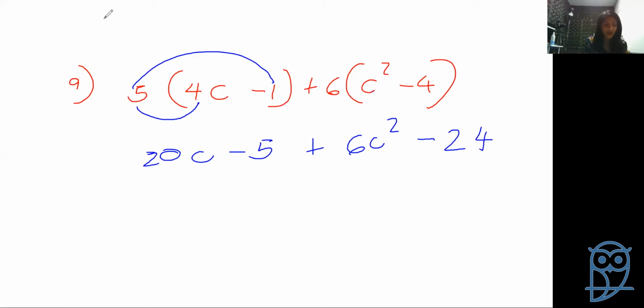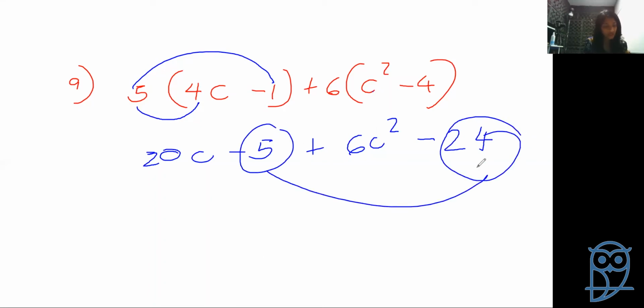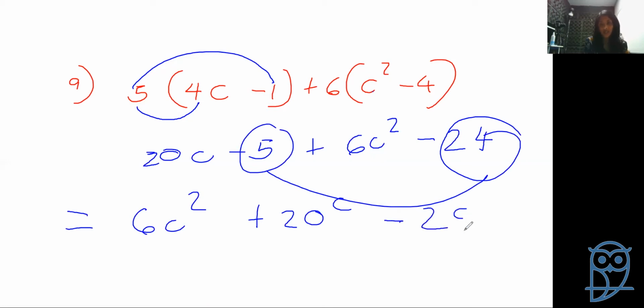So we've expanded the brackets. Now what must we do? Now we need to simplify by adding the like terms, the ones that look the same. So which ones look the same? We can add this one and this one because they are the same. So 5 plus 24 is going to give us 29. Starting on this end, we can say 6c squared plus 20c minus 29. And that's as far as you can simplify that expression.